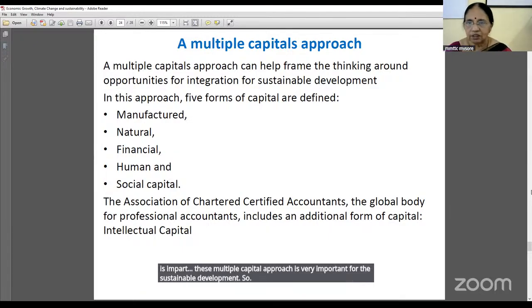So manufactured capital, that is goods and services, capital goods. And natural capital, I already told you. Financial capital and human capital. Social capital I explained. And intellectual capital also plays a very, very important role.